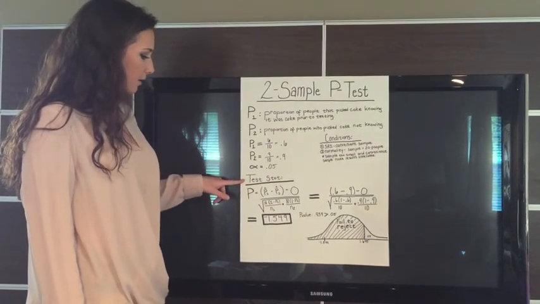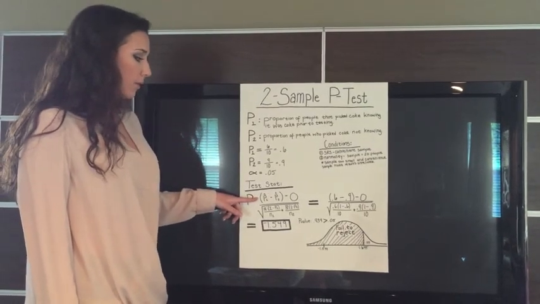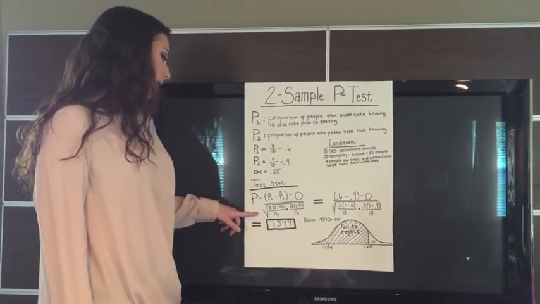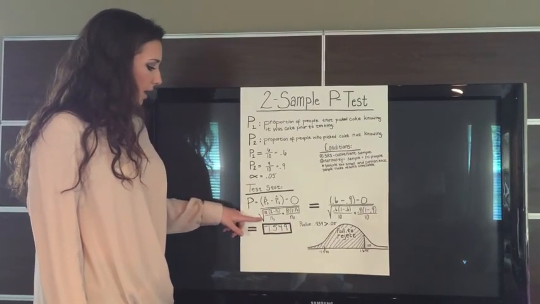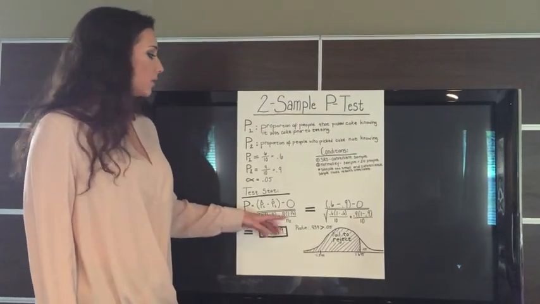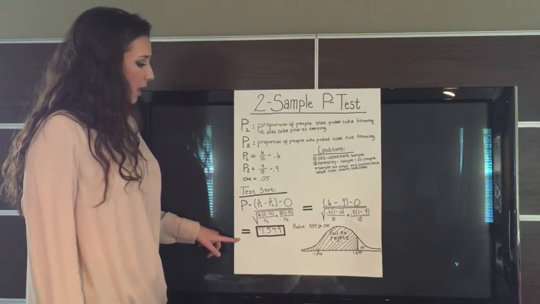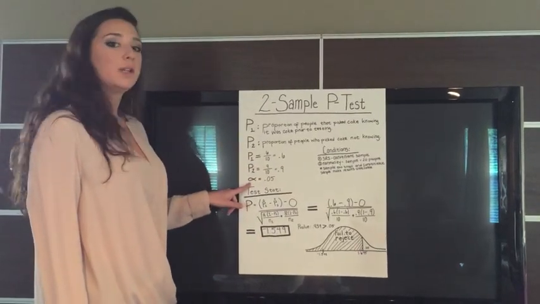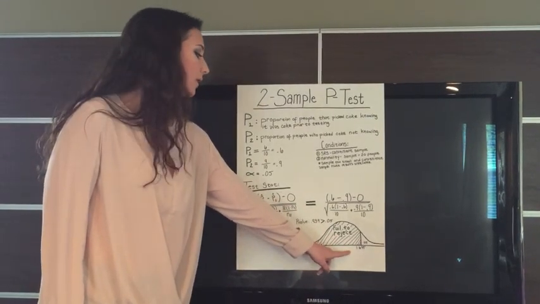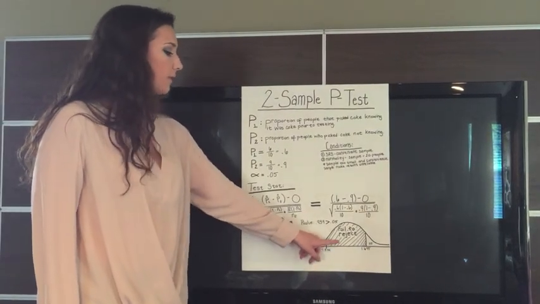For our test stat, the equation is P1 minus P2 minus 0 over the square root of P1 times 1 minus P1 over n plus P2 times 1 minus P2 over n. When we plugged all of our numbers in, we got negative 1.549, and we had a level of significance of 0.05, so our critical value on the curve is 1.645. We put our negative 1.549 on the curve, and it was in the fail to reject section.